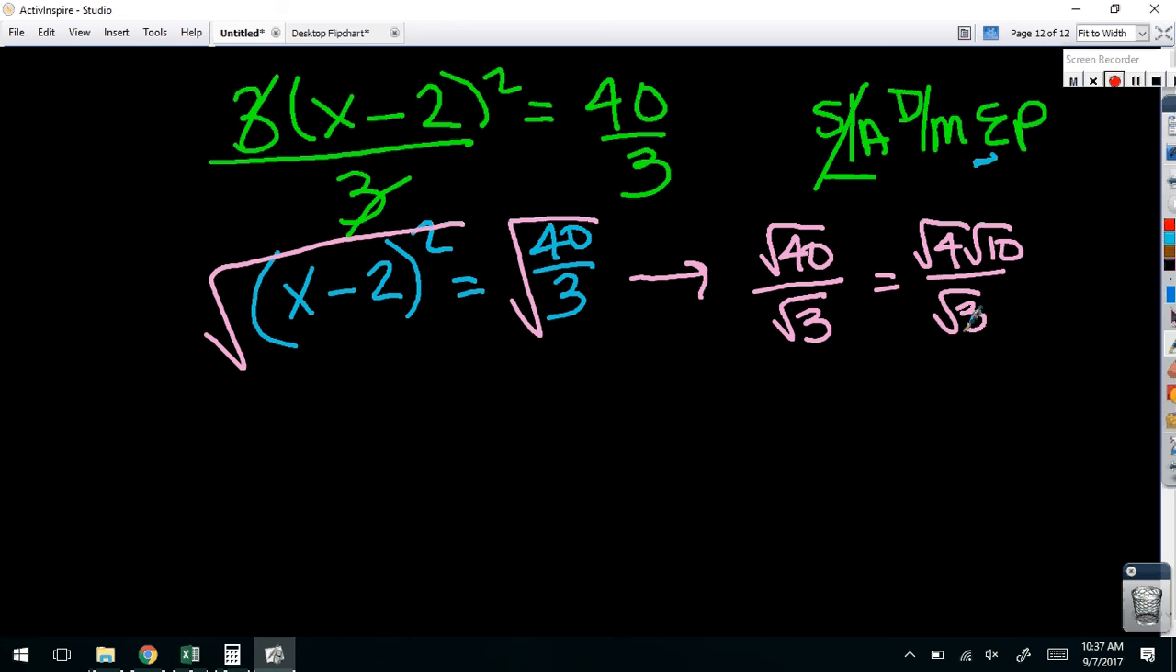which is, are we all in agreement there? If you don't even look at this half of the equation, you just look at this, all I'm doing is simplifying that radical.